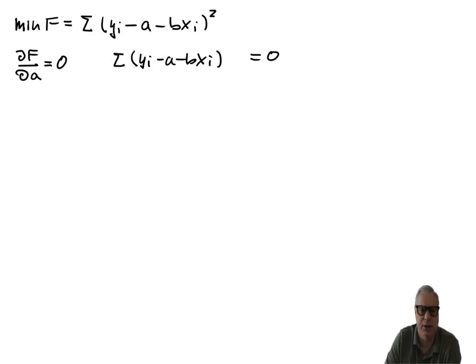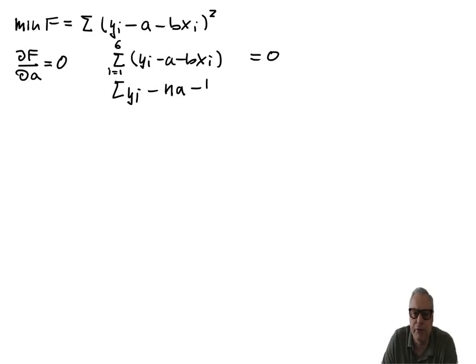And now we can take the sum individually, and we can say this is equal to the sum of yi minus, okay, so now we have to sum up a, from i equals 1 to, in our previous example we had 6, so now we have to sum up 6 times a, that's nothing else but n times a, and then we have minus b. b is considered to be a constant, so we put the b in front of the sum sign, and we have the sum of xi.